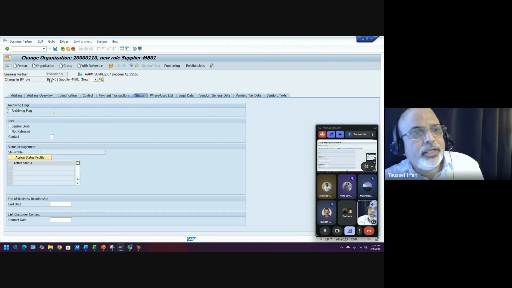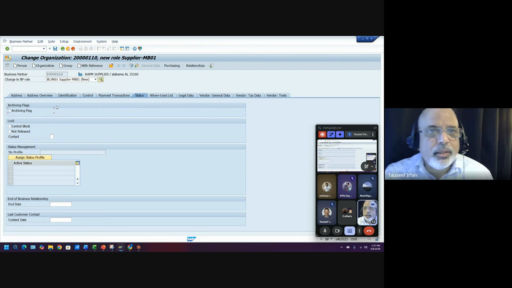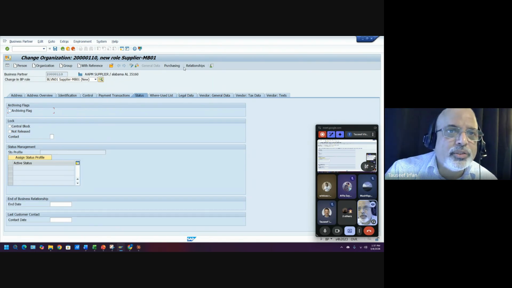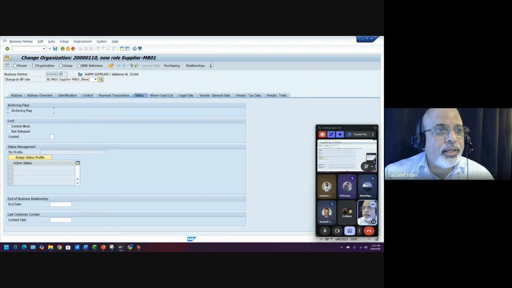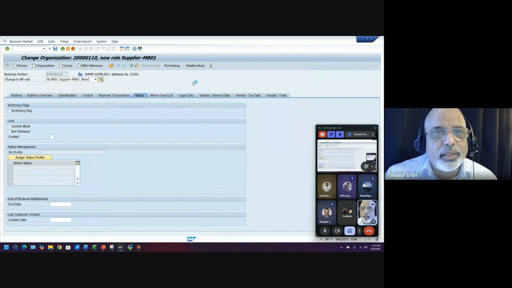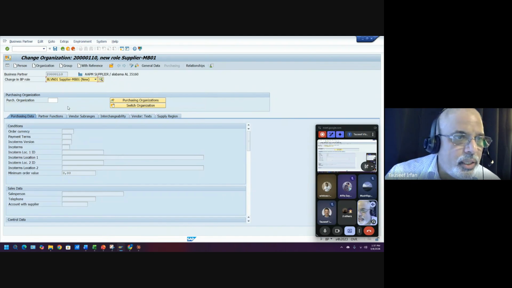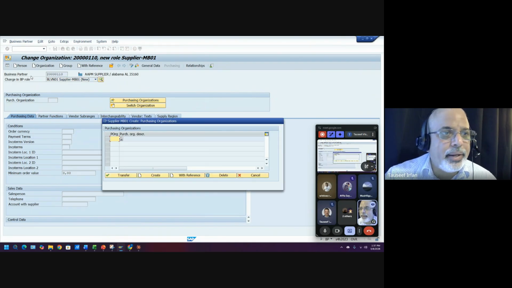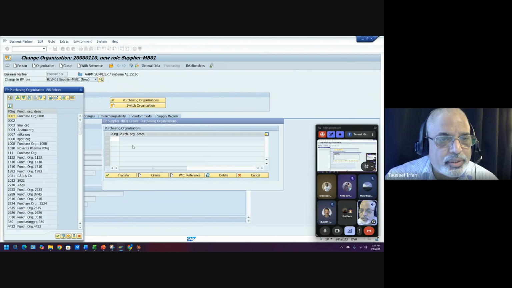Now I change the role from general to supplier. Immediately you see this purchasing popped up. Before it was not there. Why? Because now I'm looking at the vendor master. Under the same business partner, I have a vendor supplier. Now you click on the supplier side and see the purchasing organizations mapped to this one. If you drop down, there's nothing mapped here. He has not completed the exercise of mapping the purchasing organization.